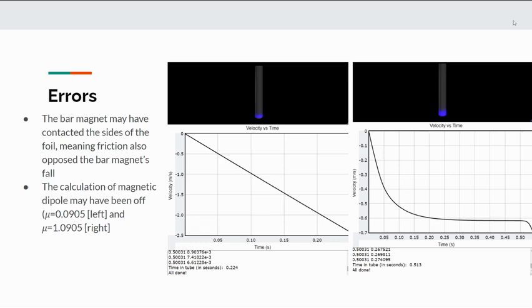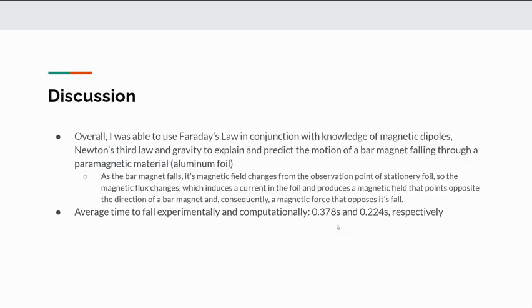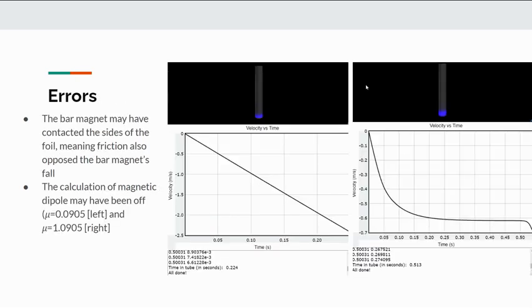On the left, we have the 0.0905 value, which is just a straight line. And on the right, when I changed it, adding 1 to get 1.0905, it showed this terminal velocity setting in, which I think is more accurate. And also the time was closer to my measured timestamp. Actually, wait, no, but it physically makes more sense. So I assume that the magnetic dipole moment is somewhere in between those two values.